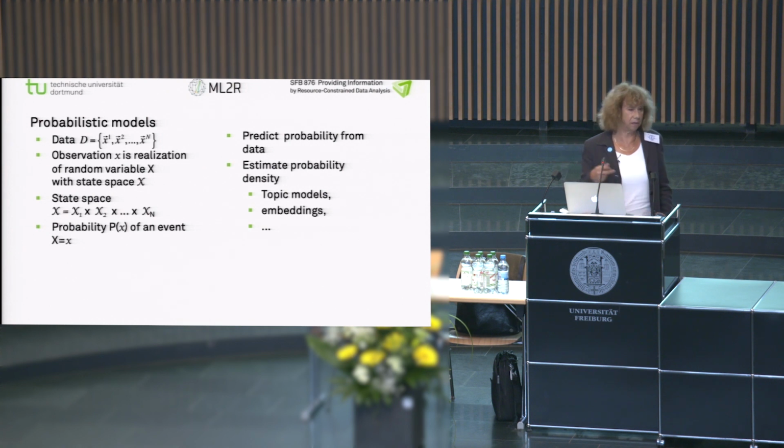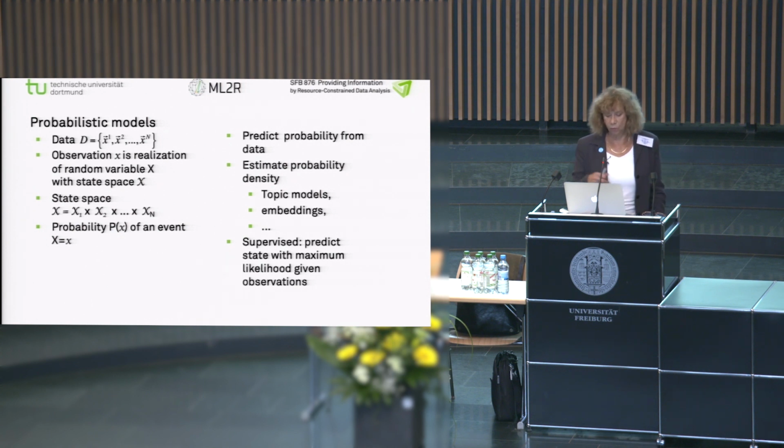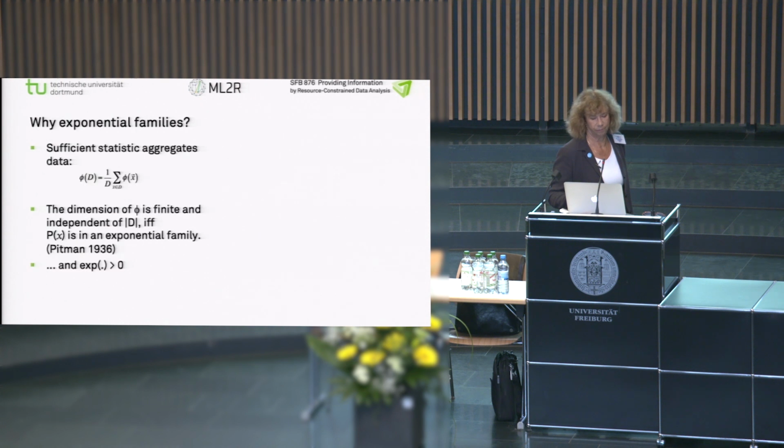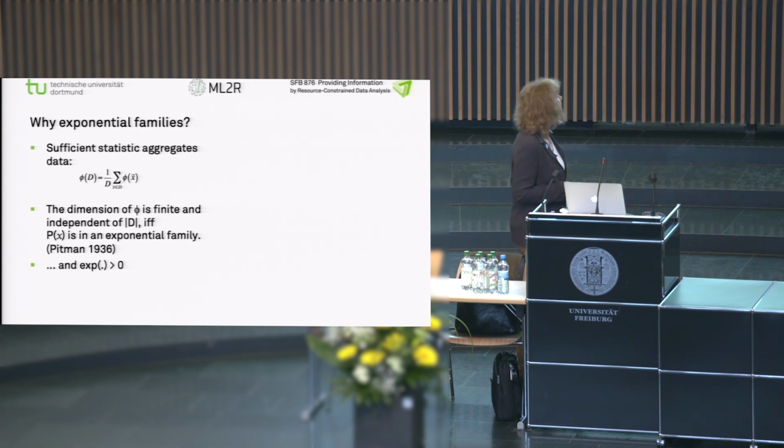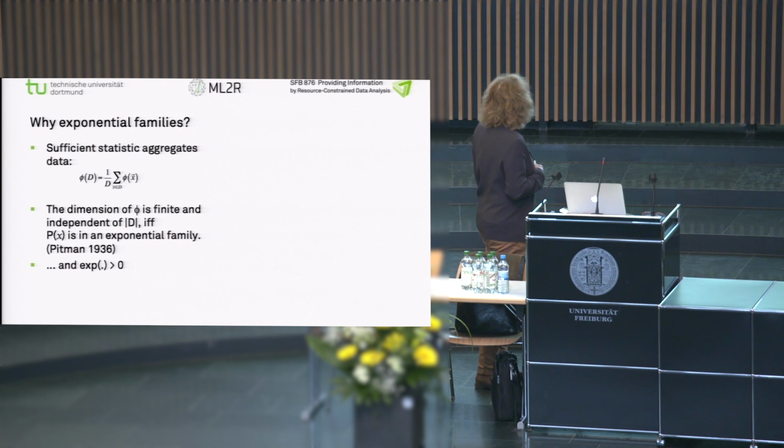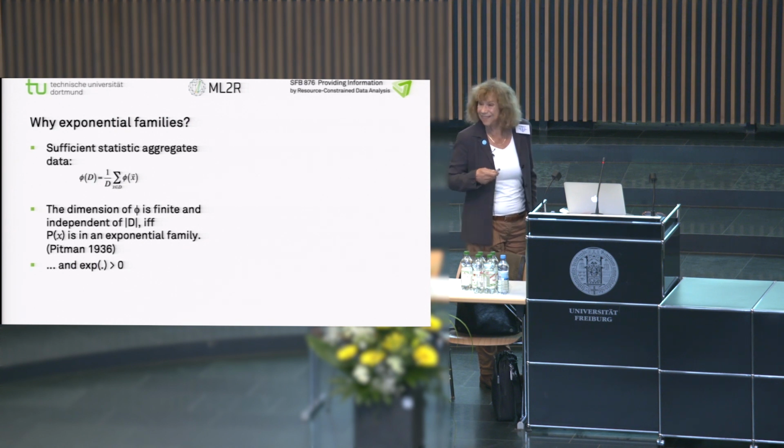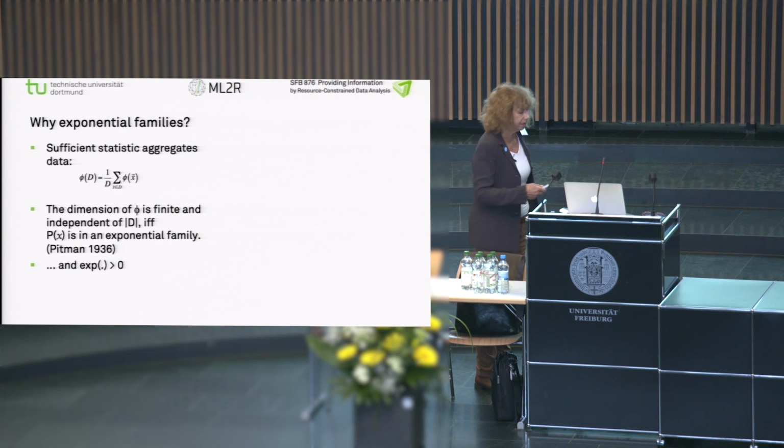And there are many, many algorithms like topic models and embeddings and all this. And we do supervised prediction in the discriminative models. There we state the maximum likelihood given the observations, and we have a prediction. Okay. So why are exponential families so very interesting? They are so interesting because the sufficient statistic aggregates the data. And if we are moving beyond Excel, then we need something to aggregate the data. That is, we have this mapping of the data, and that gives us the sufficient statistics.